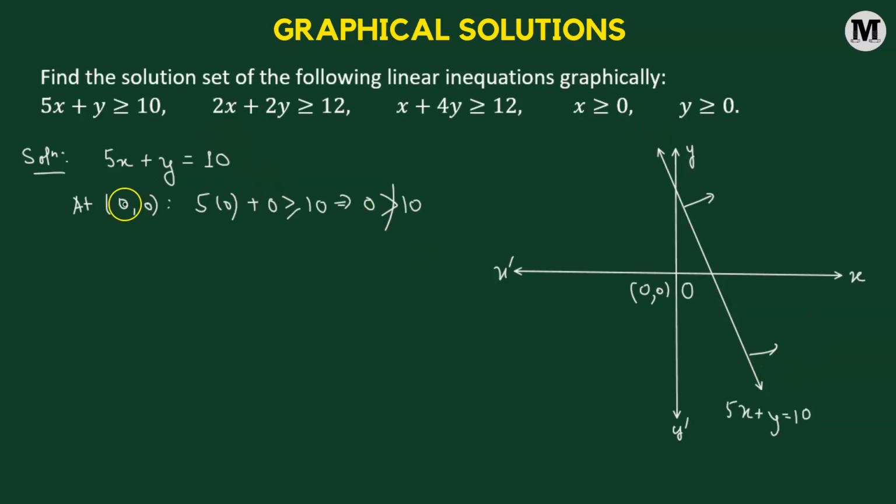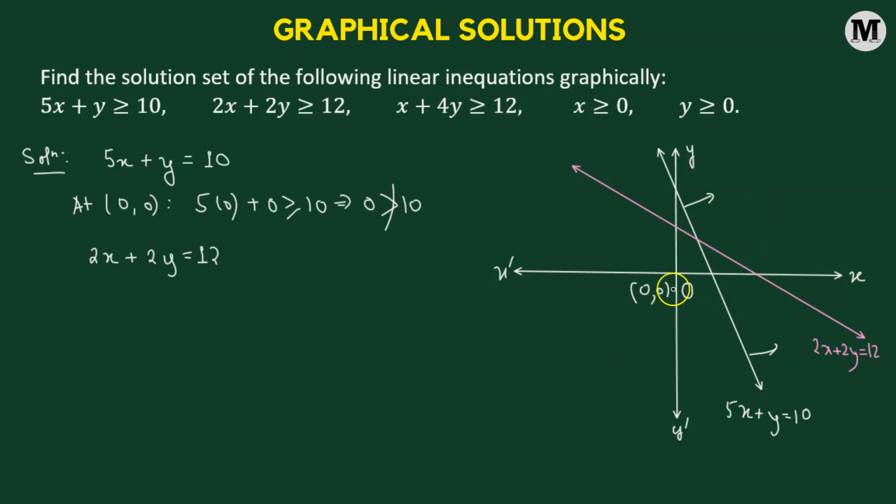Similarly, we're going to consider the other inequality 2x plus 2y greater than or equals to 12, and we're going to convert it to an equation. That's very simple. All we have to do is replace the inequality symbol with the equality symbol. This will be equals to 12. We can sketch the graph of this equation as well. The line 2x plus 2y equals to 12 also divides the xy plane into 2 regions. We have one region which lies above the line and the other region lies below the line.